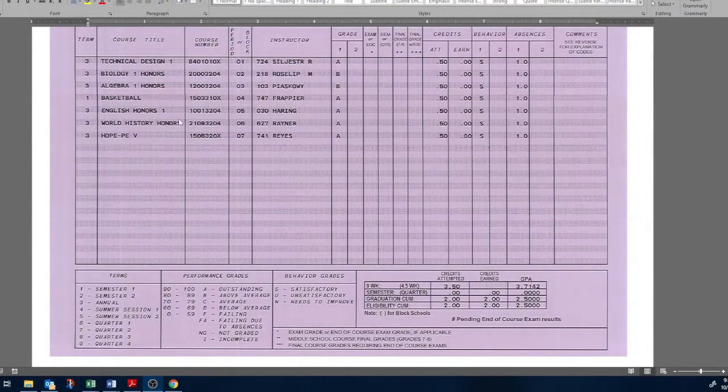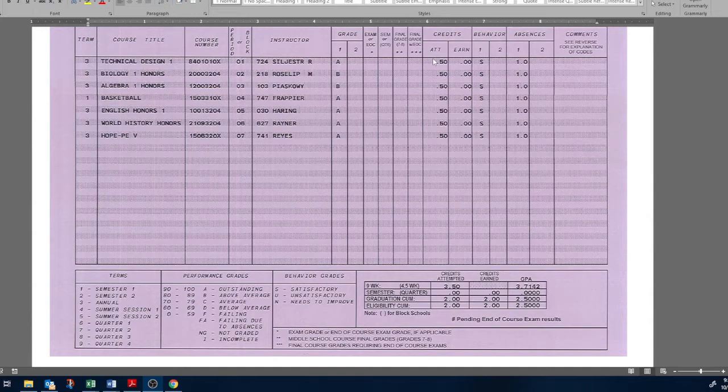All right, guys, so here on the screen is a high school report card. Let me draw your attention to a few things. Here in the left column are the term numbers. They're either 1, 2, or 3. 1 is first semester, 2 is second semester, 3 means it's a year-long class. These are your course titles, course numbers, periods, teacher names, and these are your grades for the first 9 weeks.